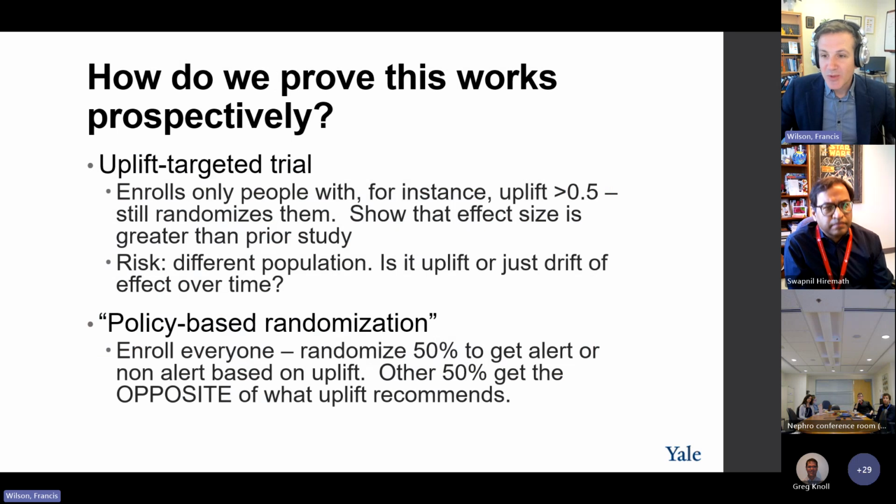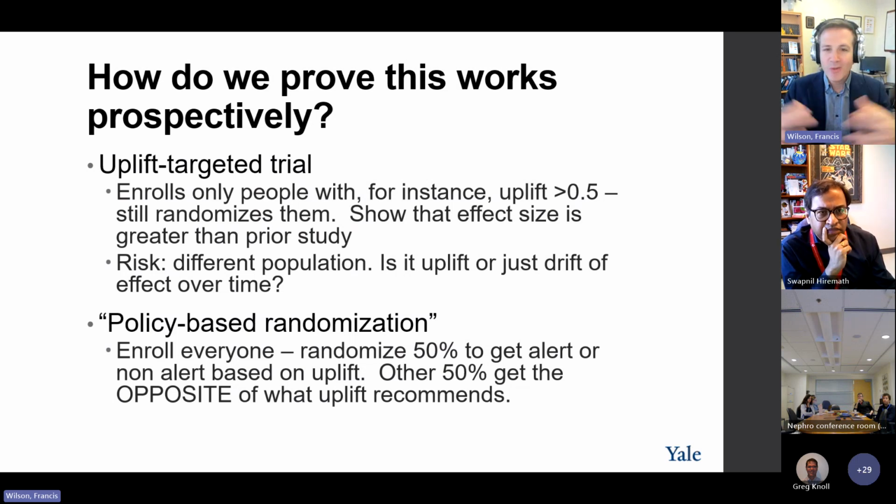Can we prove that this works prospectively? We can. We're trying. You're going to hear about a trial that started literally last week, our first uplift targeted trial. You can do this in 2 ways. Number one, you can do a trial where an inclusion criterion is having a high uplift score. So you basically do ELIA 1 all over again, but instead of everyone with AKI, it's everyone with AKI plus high uplift score based on the model that we built. And then you look at the effects. You look at the relative risk in alert versus control in this new trial, and you show that it's better than the old trial.